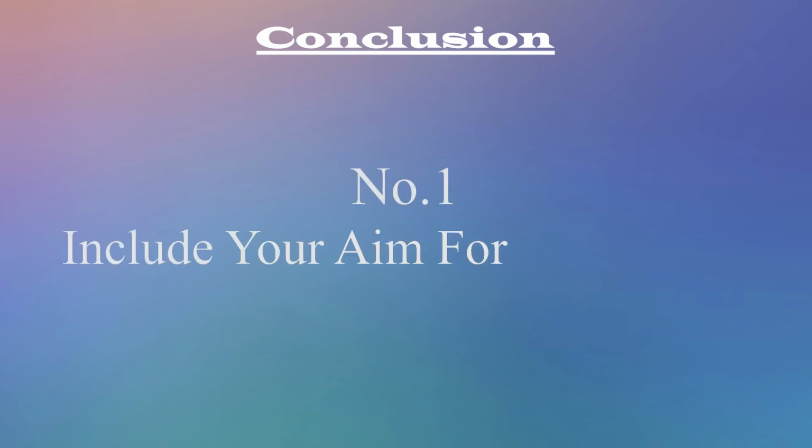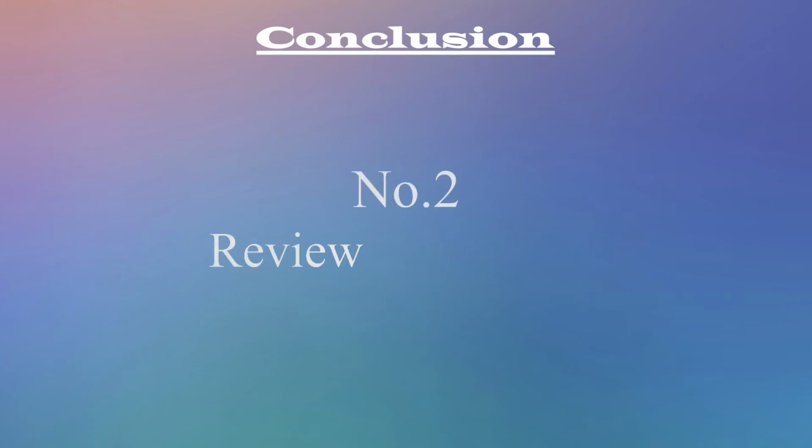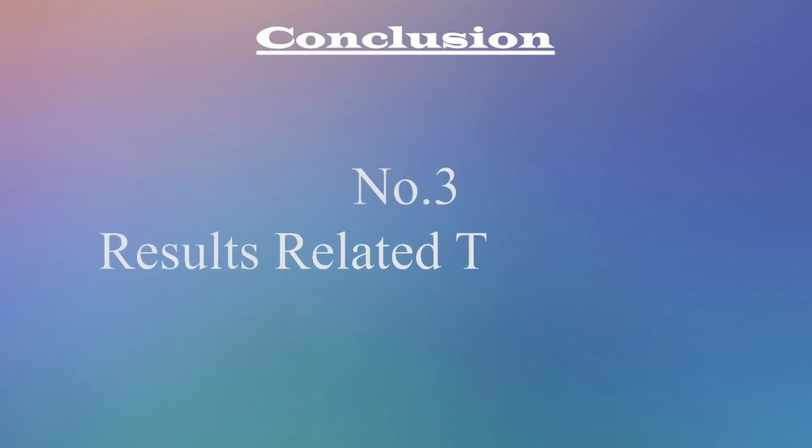Next is how to write a proper conclusion. Firstly, include your aim for the lab report, as stated in your introduction. Next, review the hypothesis or the prediction that you made when you were working on the lab. Thirdly, relate the results to the analysis, whether the prediction that you got from your hypothesis is proven to be correct or proven to be wrong.